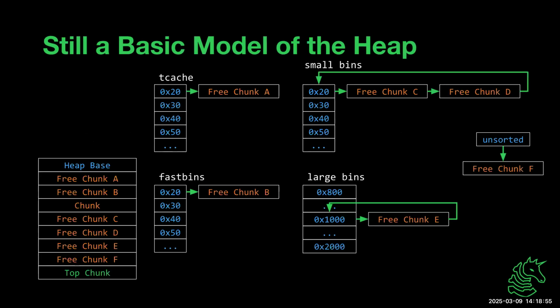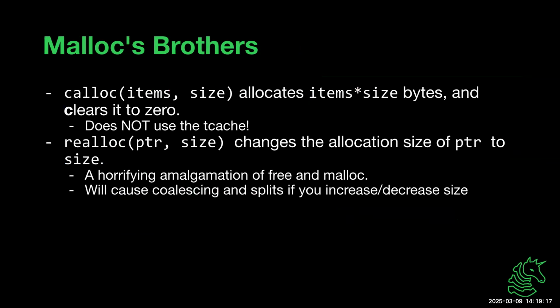So this is what our still basic model of the heap looks like. You can see these five bins: the T-cache, fast bins and small bins all have specific fixed sizes, and then large bins have ranges of sizes that correspond to the chunks they hold. And then we'll talk about some other functions associated with malloc.